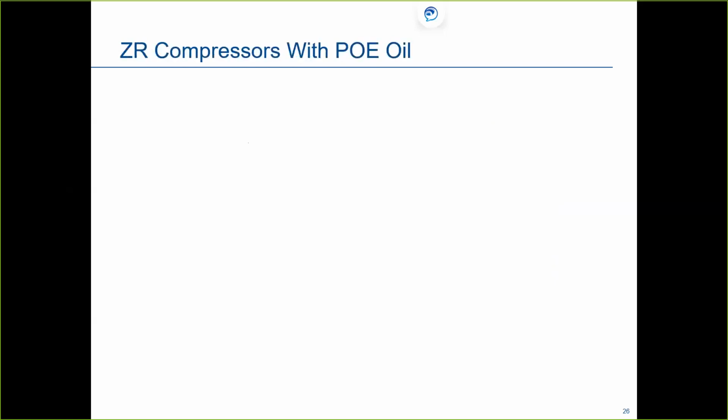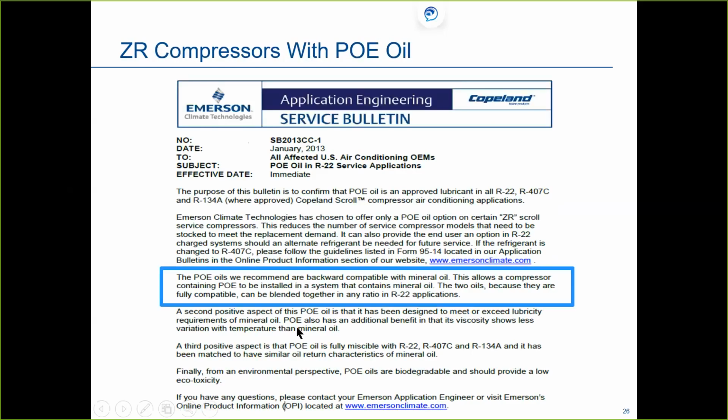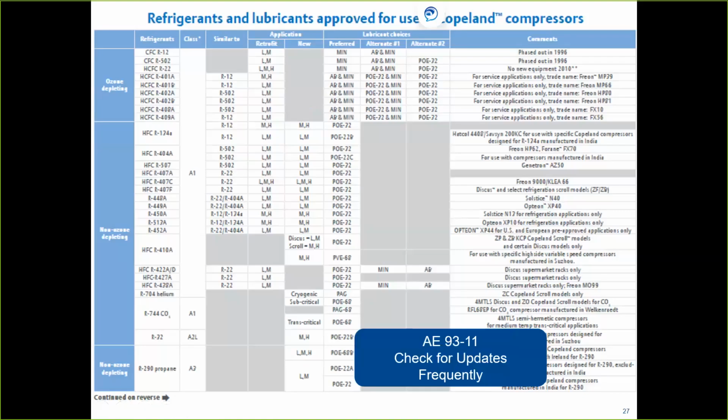ZR compressors with POE oil. This is just a nice little bulletin pointing out what I told you earlier. The POE oils we recommend are backward compatible with mineral oil. This allows a compressor containing POE oil to be installed in a system that contains mineral oil. The two oils, because they are fully compatible, can be blended together in any ratio in R22 applications, for example, okay? This is that 93-11. Again, you'll find this in our AE bulletins. It's referred to as our 93-11.